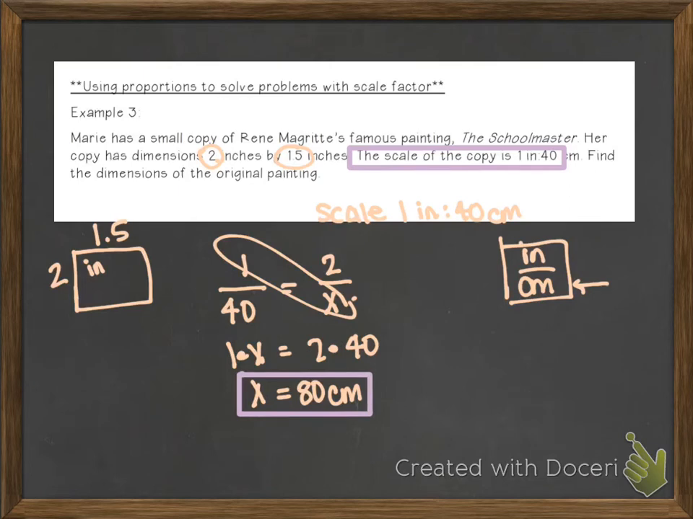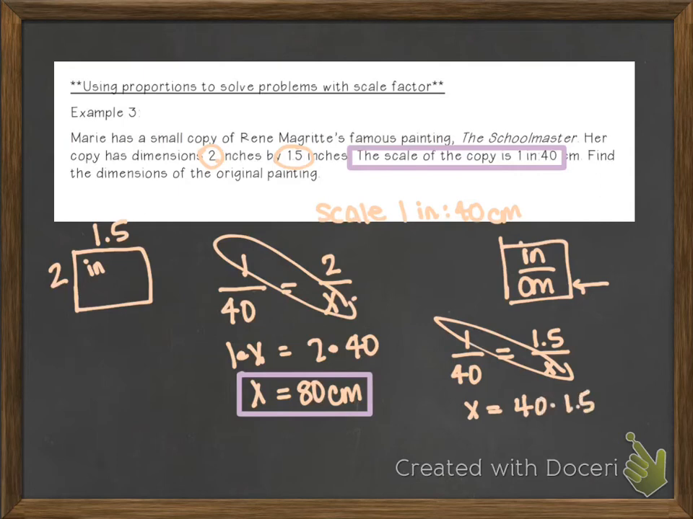For that length. And then if we wanted to find out the 1.5, we could use that same proportion. 1 inch over 40 equals 1.5 over X. And again, if we cross multiply, X equals 40 times 1.5. And then 40 times 1.5, one number to the right of the decimal. That's 2,400, 600. And then we have to put our decimal back in, so X equals 60 centimeters.